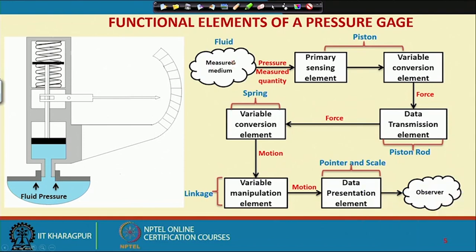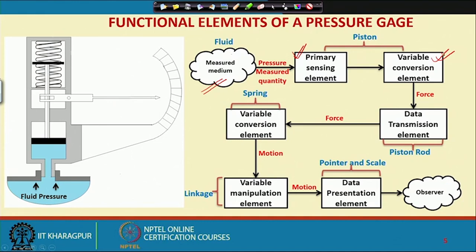So, measured medium is fluid. Piston receives first information about the fluid pressure. So, primary sensing element is piston. But piston also converts the pressure into force. So, piston also works as variable conversion element. So, piston serves the purpose of both primary sensing element as well as variable conversion element.